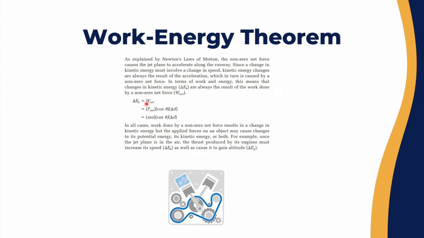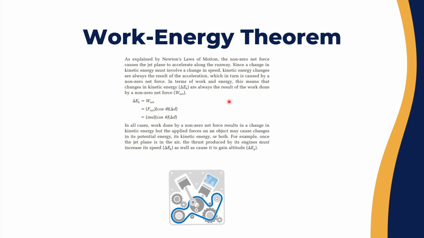In terms of work and energy, this means that changes in the kinetic energy, delta EK, are always the result of the work done by a non-zero net force, W net. And we know that W net is the force times the distance, which can be described as F net times cosine theta times delta D, and F net can be expressed as the mass times acceleration times cosine theta times delta D.